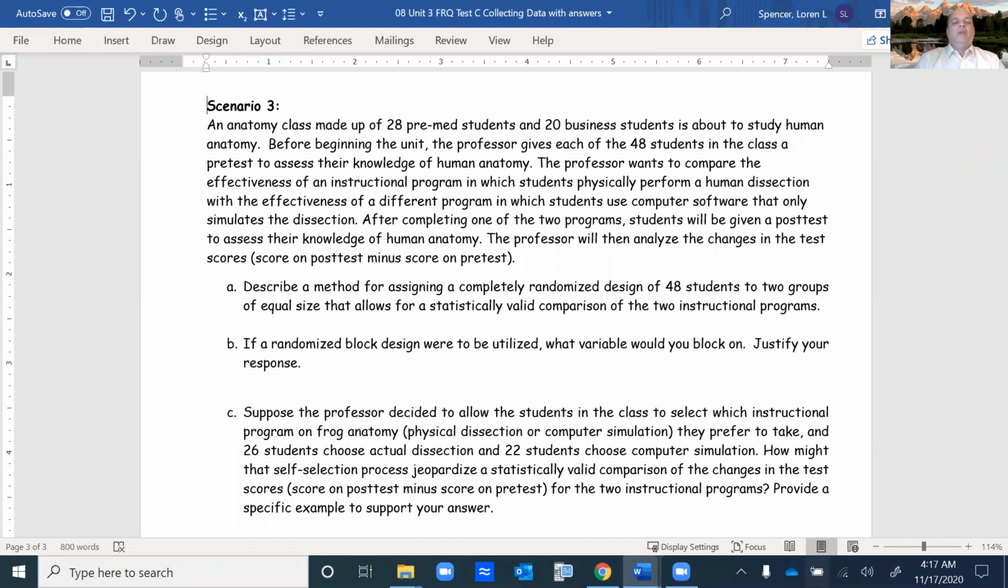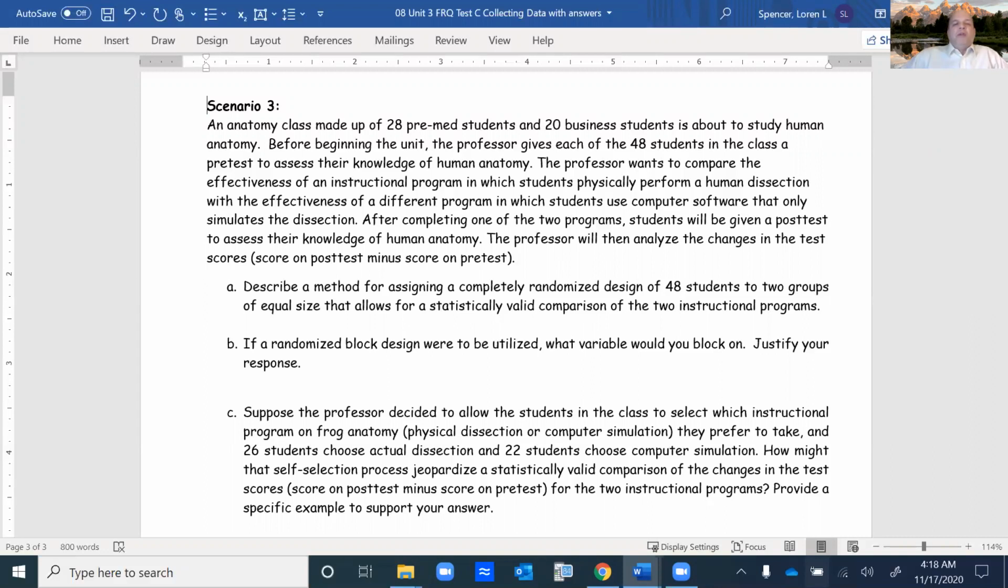Okay, so this is test C, version C, scenario 3. An anatomy class made up of 28 pre-med students and 20 business students is about to study human anatomy. Well, that makes sense. They're in an anatomy class. Before beginning the unit, the professor gives each of the 48 students in the class a pretest to assess their knowledge of human anatomy. The professor wants to compare the effectiveness of an instructional program in which students physically perform a human dissection with the effectiveness of a different program in which the students use computer software that only simulates the dissection. After completing one of the two programs, students will be given a post-test to assess their knowledge of human anatomy. The professor will then analyze the changes in the scores, which is the post-test score minus the score on the pretest.